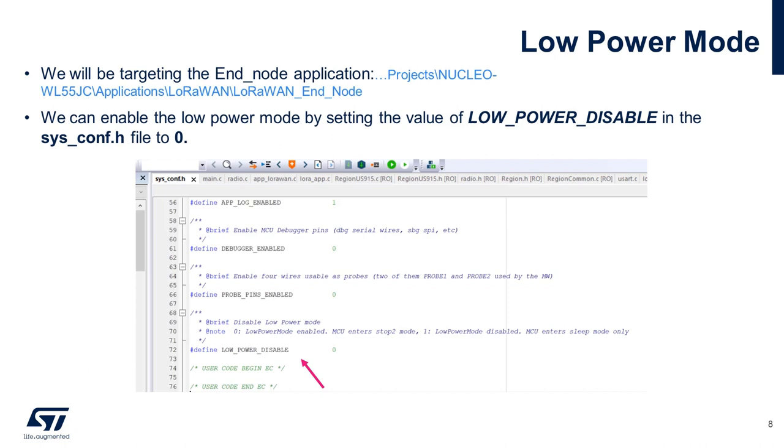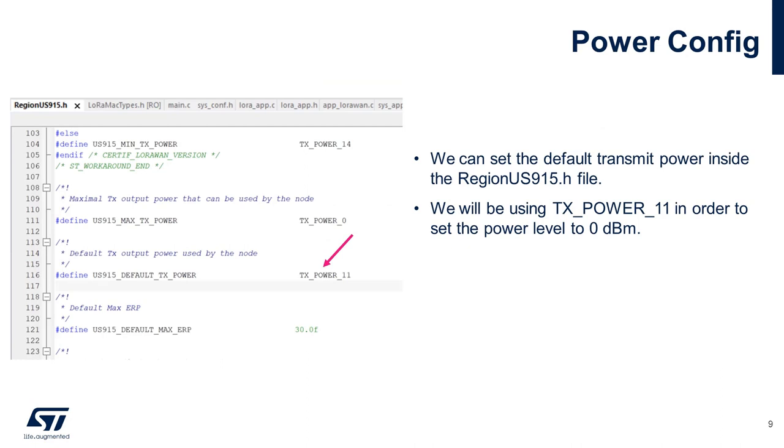For our measurements, we will be targeting the EndNode application present in the applications directory in the CubeWL firmware. Now, in the EndNode application, we can enable the low power mode by setting the value of low power disable in the sys_conf.h file to 0. We can set the TX power to 0 dBm by choosing TX power 11 for default TX power. The reason we are choosing 0 dBm is due to the current limitation in the LPM01A expansion board.